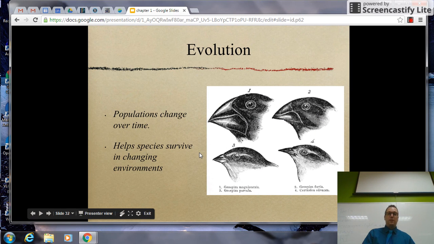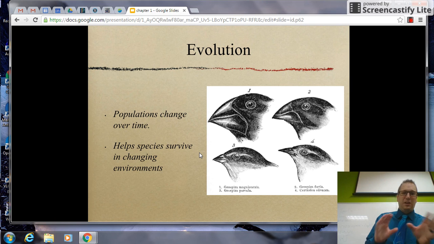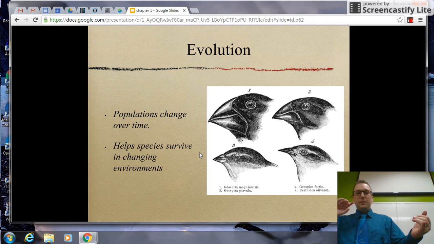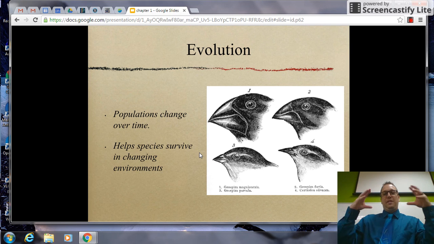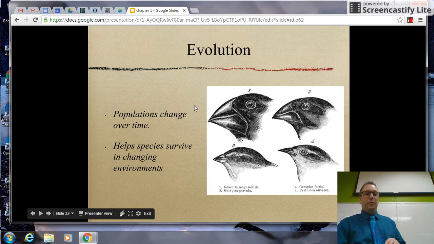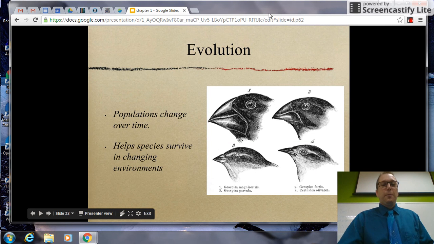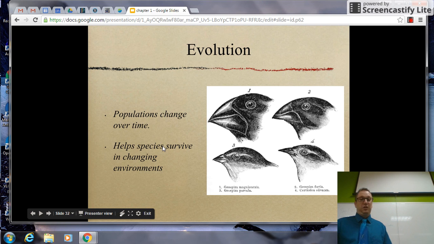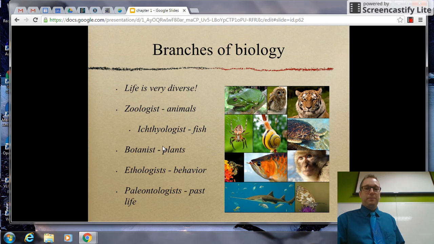All right, last one. Every living thing evolves. Okay? Populations change over time. I guess here's a little sticking point. Every species evolves. So every living thing that's part of a species, that species will evolve. Individuals do not. Notice how it says populations change over time. An individual does not change. Okay? But this helps the species survive in various environments or when the environment changes. Okay? So all populations eventually evolve.